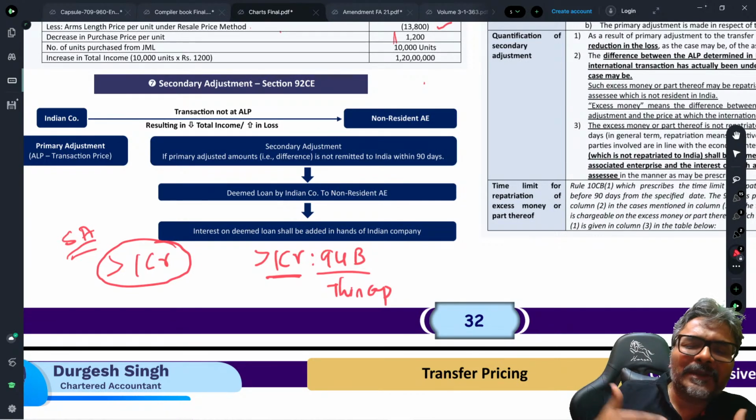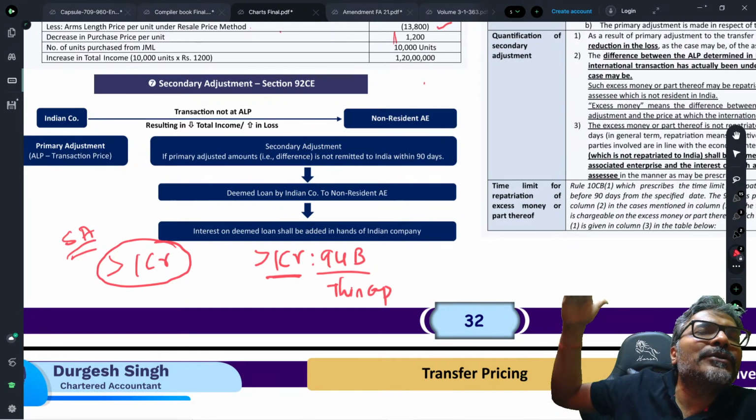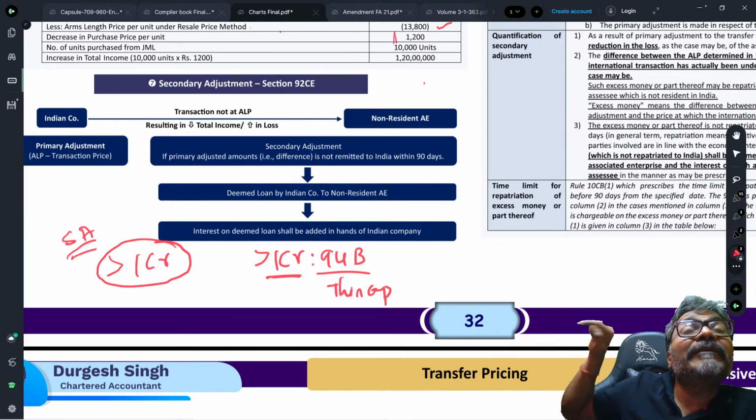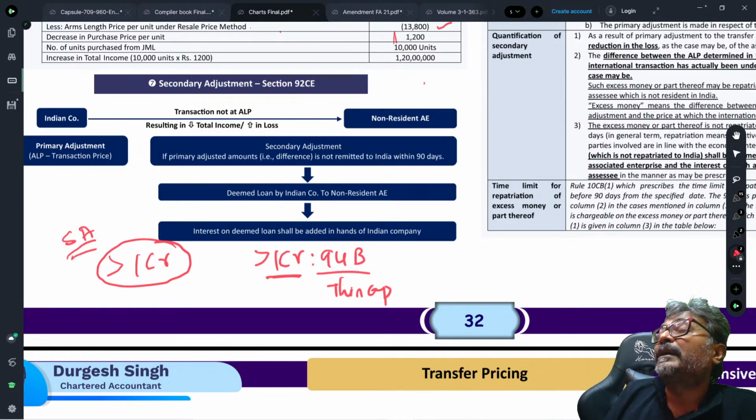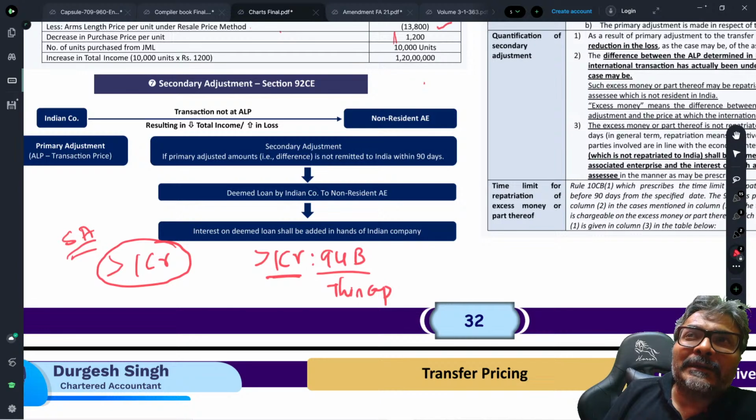Now comes the concept of the secondary adjustment. The government will definitely add this difference to your total income. Not only that, they will also expect the difference to be repatriated into India within 90 days from the relevant date. If the difference is not repatriated into India within 90 days from the relevant date, then we will consider the difference as a deemed loan. And the deemed loan will result in the addition of notional interest.